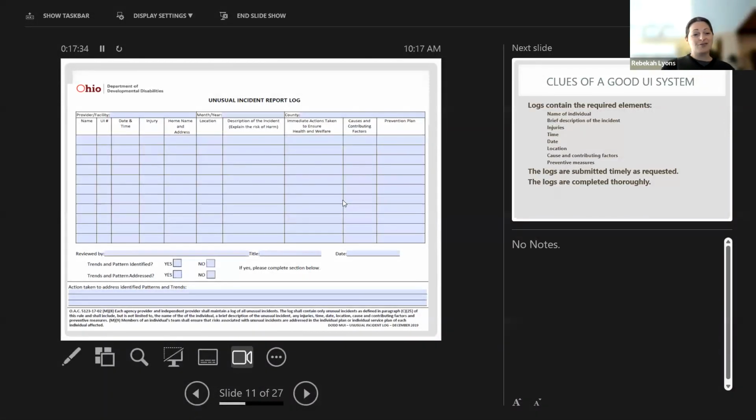Moving on, you want to make sure at the bottom you do have "reviewed by." We need a name, a title, and a date of review. Again, we're just looking to make sure these are reviewed every single month. Trends and patterns identified, addressed, and actions taken.